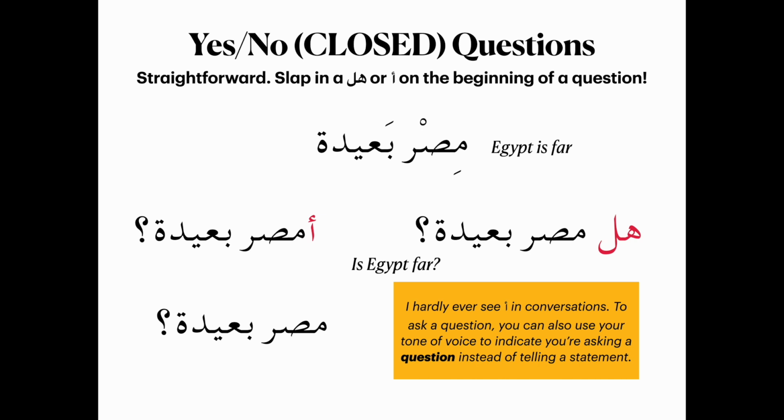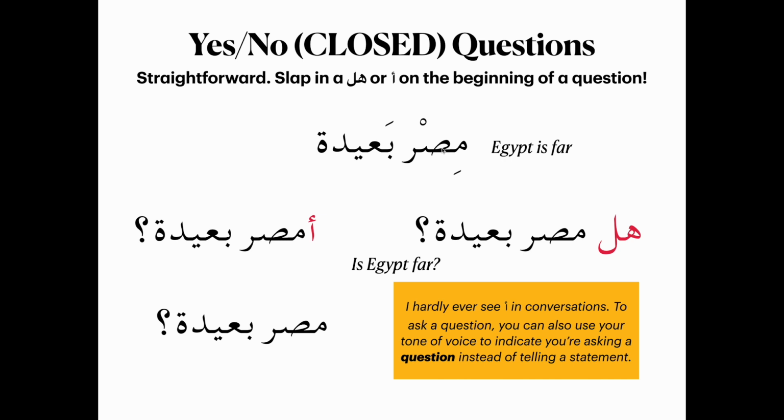Where a really direct answer is expected, yes or no. So let's take the sentence Misr ba'id. Egypt is far. Misr ba'id. And let's take the time to examine this.